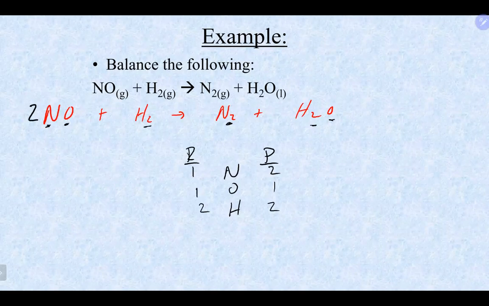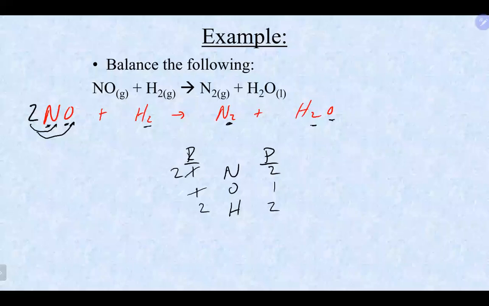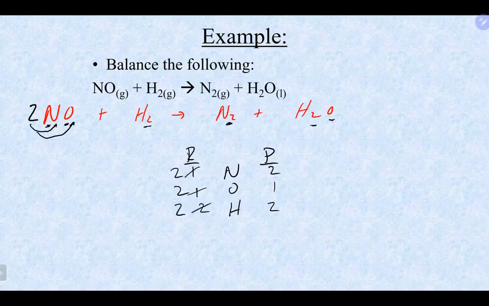That does change some of the stuff here on the left-hand side. We're going to have now two nitrogens. Again, this 2 goes to here, and it also goes to the one behind it as well. That means that we also now have two oxygens on the left-hand side, and here we have two hydrogens. So this is a very common thing that occurs as you're balancing equations.